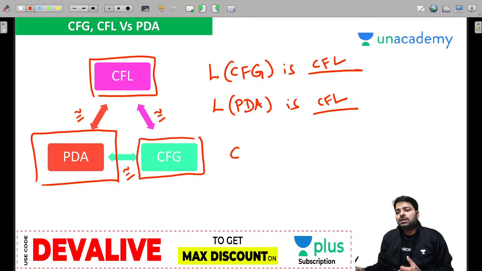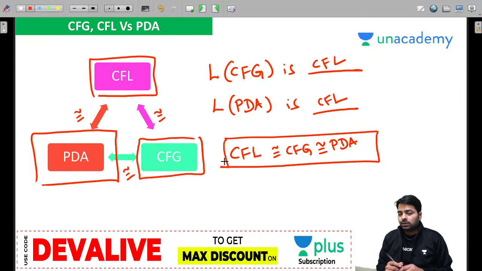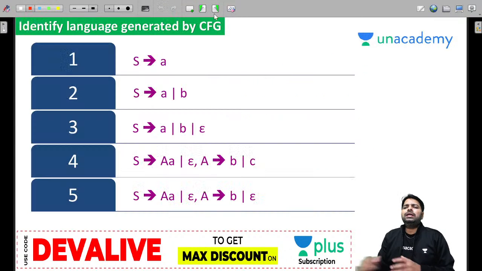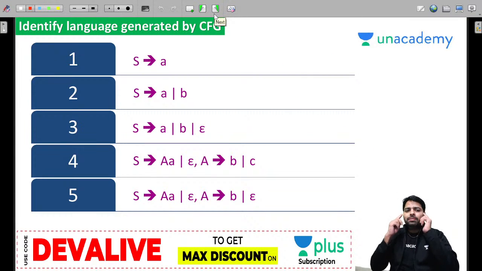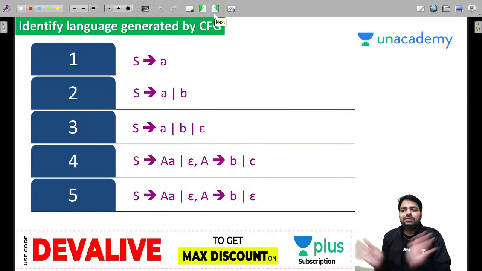So if anybody asks, a CFL is actually represented by a context-free grammar, and a context-free grammar you can convert to push down automata because we have algorithms. So these are the important points, the relation between context-free language, context-free grammar and push down automata. Okay, now let's begin one by one. Today mostly we will focus on what is the language generated by a CFG, that's all. In the coming sessions we will relate a lot.